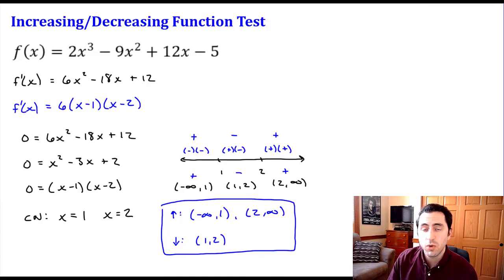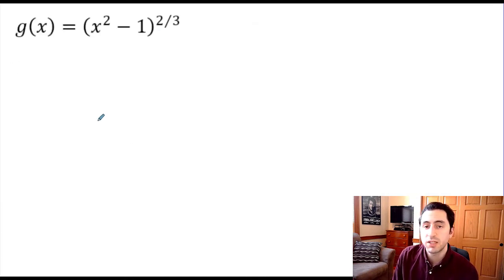Okay, let's take a look at one more example. We'll talk through that process one more time. My second function, g of x, is equal to x squared minus 1 to the 2/3 power. Again, the first step, we need to find our critical numbers. So I'm going to find the derivative of g of x. I'm going to need to use the chain rule here.